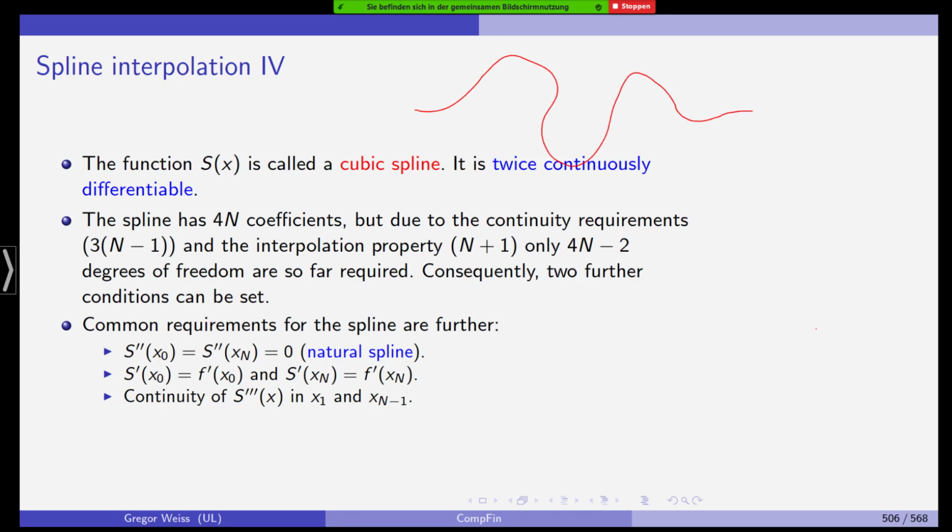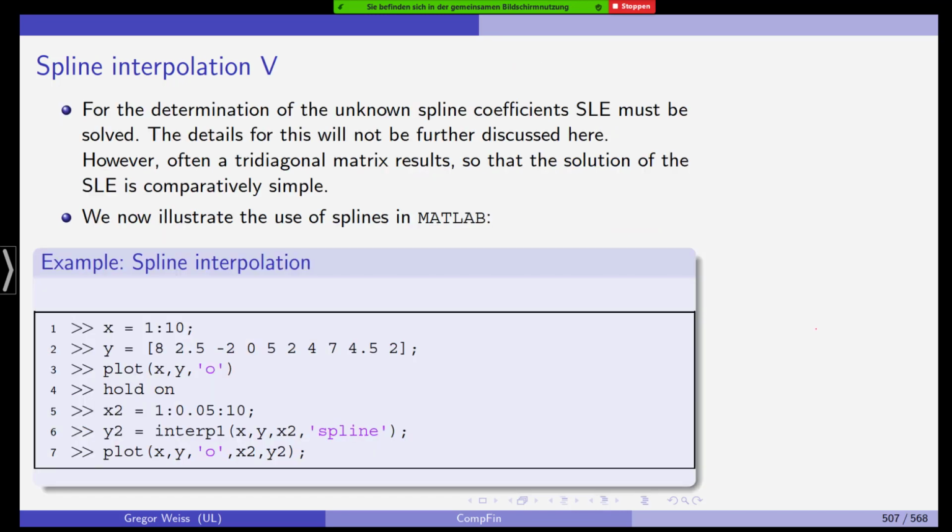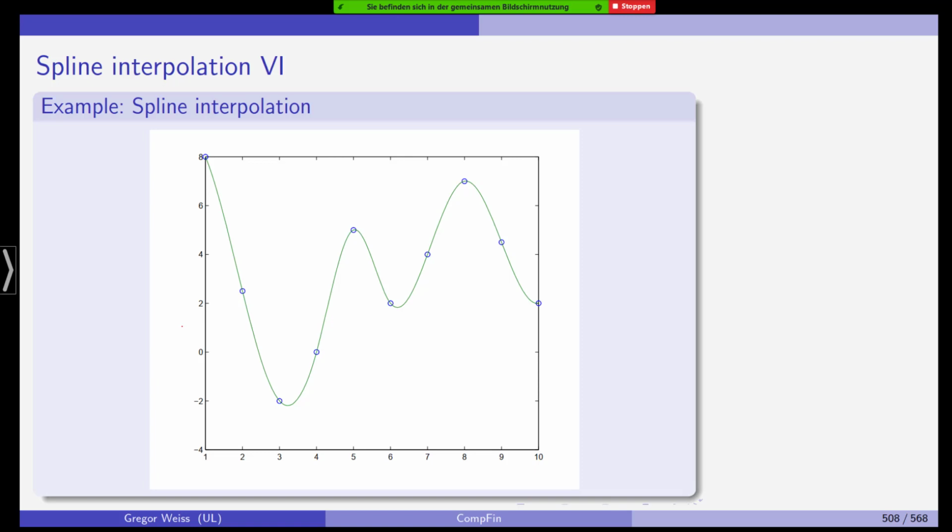It's called a natural spline, or we can require additional things. Now, to see what happens in MATLAB, we have to solve a system of linear equations. We've seen this before, and this is already done in MATLAB. Actually, there is a function interpol, and we can set the option to spline, in contrast to polynomial. Then we have x equal to 1, 2, 3, 4, 5, 6, 7, 8, 9, 10, and those function values y. And as you can see, this is the resulting spline.